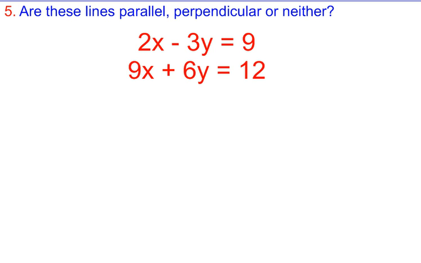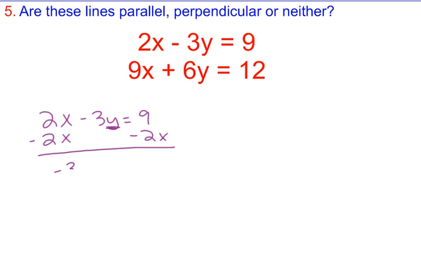Some of you can maybe do this in your head sometimes, but be very careful with that, because a lot of times students that try this in their head make a sign error, and then that causes them to get the answer wrong. So I'm going to look at my first line that I'm given and find the slope of this line, 2x minus 3y equals 9. I'm going to solve for y. So I would subtract 2x from both sides.